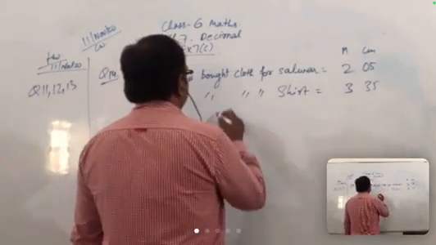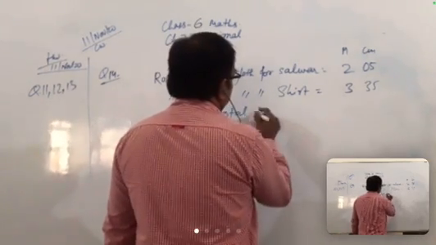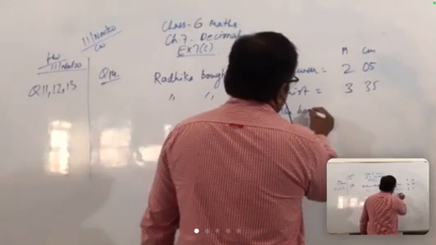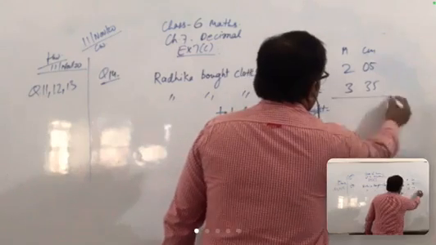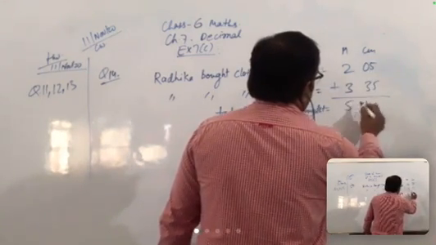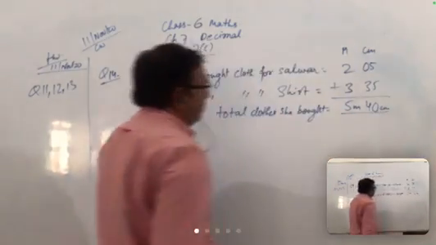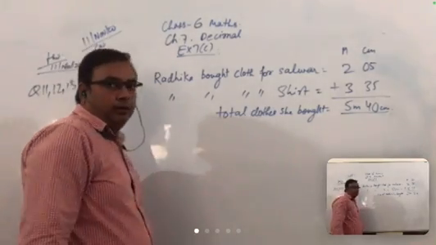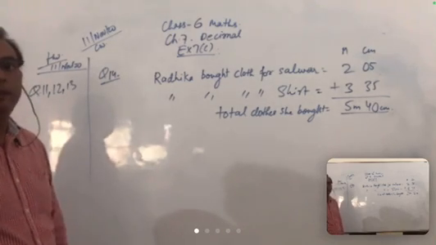Clear? So the total cloth she bought, total clothes she bought is equal to, you just add these values. It is 5 meter and 40 centimeter. Don't repeat and don't write anything again. This is the solution only. You have to do it like this. Clear?